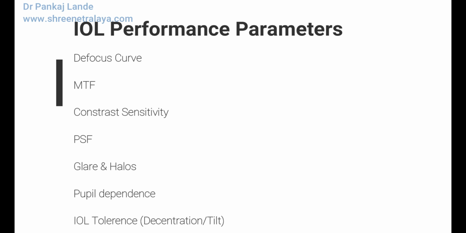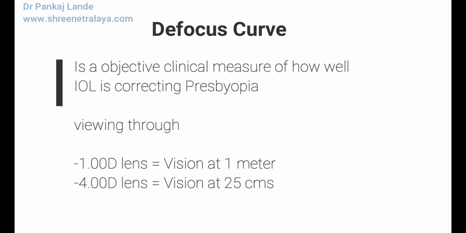So in this video I am evaluating IOL performance on the basis of a few parameters which you can evaluate in your clinic. The first one is a defocus curve, followed by MTF, that is modulation transfer function, followed by contrast sensitivity, point spread function, glare and halos, pupil dependency of IOL, and the IOL tolerance for tilt and decentration. So let's see the defocus curve.